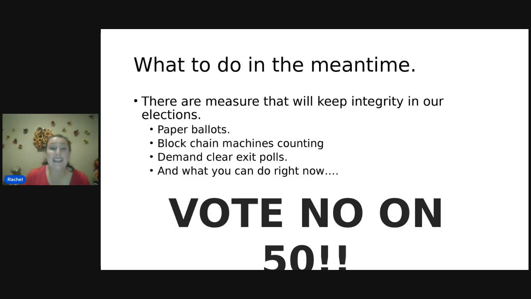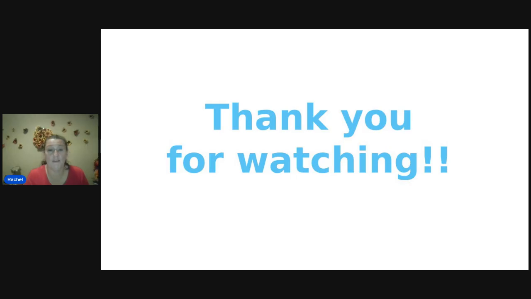We need to demand clear exit polls. We've not seen a lot of that because, if there's a big discrepancy between election polls and the results, then that needs to be investigated. And those problems need to be taken very seriously. And what you can do right now is vote no on 50. Vote no on 50.